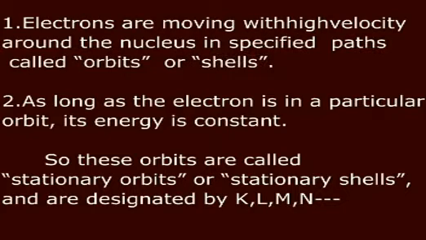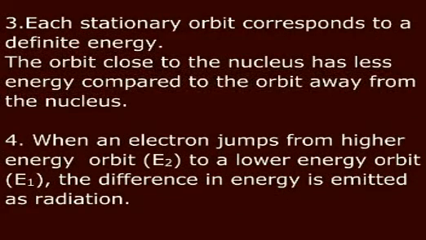As long as the electron is in a particular orbit, its energy is constant. So, these orbits are called stationary orbits or stationary shells and are designated by K, L, M and N. Each stationary orbit corresponds to a definite energy. The orbit close to the nucleus has less energy compared to the orbit away from the nucleus.